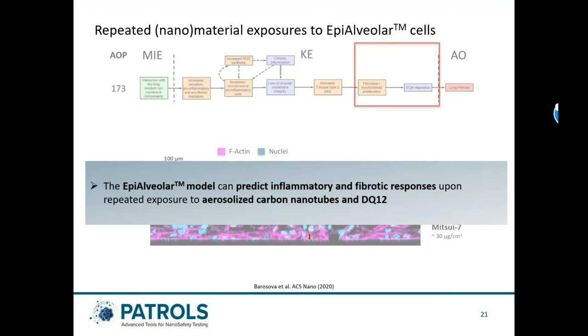So what we could conclude based on these experiments and results was that we can use this EpiAlveolar model to predict inflammatory and fibrotic responses in the presence of, or exposed to, carbon nanotubes and DQ12. And we currently also look into other materials like titanium dioxide and cerium dioxide. And again, I think the time factor is really important, as we have seen many responses like collagen release, fibronectin release, thickening of the membrane only after 2 or 3 weeks in culture.